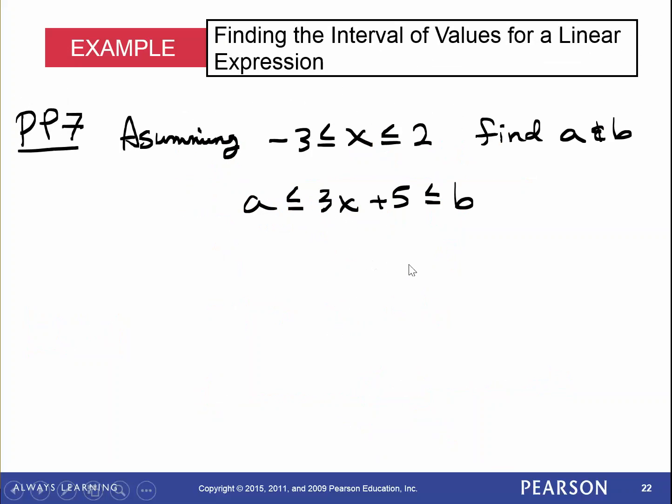So abstractly, here's what we got. Assuming that negative 3 is less than or equal to x and less than or equal to 2, I want to find parameters a and b so that 3x plus 5 is between those two parameters. So we're going from the interval that we have into an interval that we want to see in the middle.